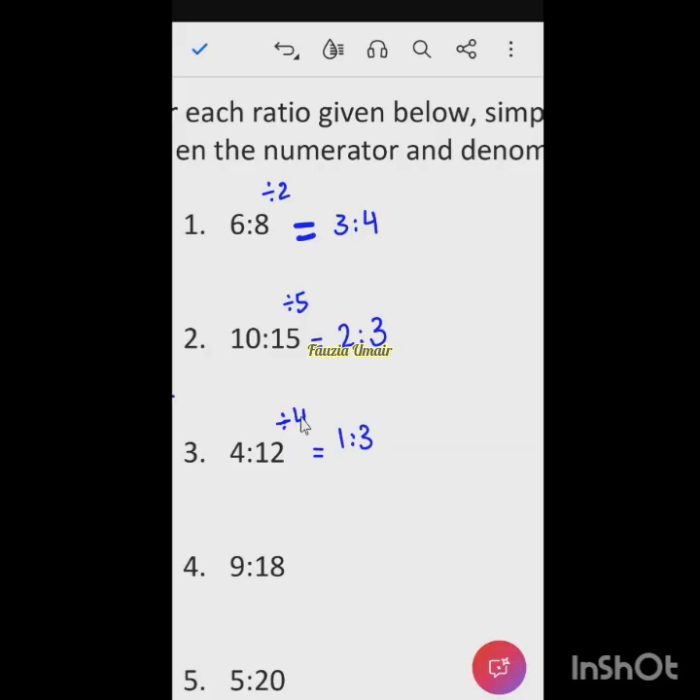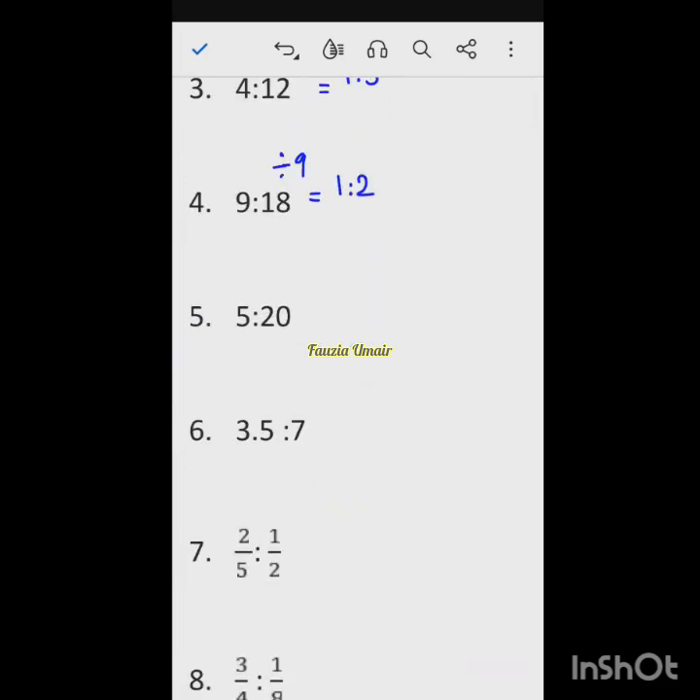If you divide with 2, then you need to divide 2 times, right? Yes, ma'am. All right. So the next question is 9:18. With which number can I divide? Ma'am, with 9. Even if you select 3, then you need to divide with 3 two times, right? If you divide with 9, what will be the answer? Ma'am, 1:2. Excellent. Very good.